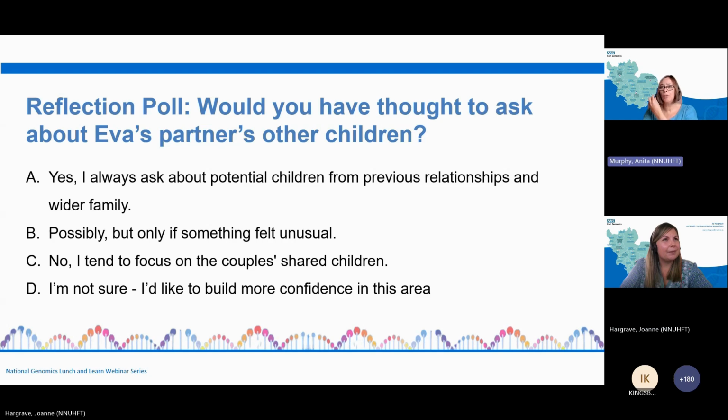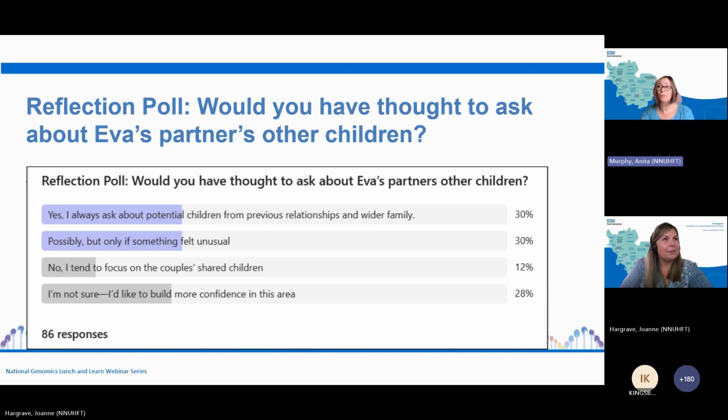Just loading that up, Jo, at the moment. We've got a real mix of responses, actually, quite widely spread across, apart from C, which has got the lowest response rate, but A and D are the most common there.